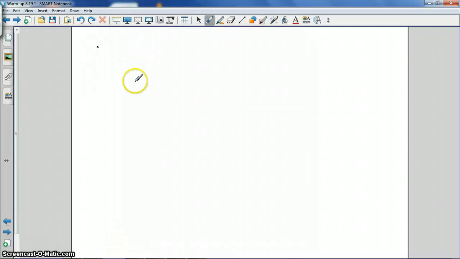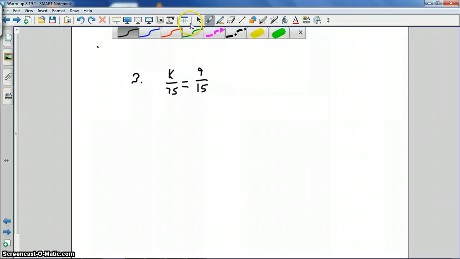I did one in class with most groups, so let me go on to number 3. So 3 says k over 75 equals 9 over 15. So once again, just look at number 3. It's k over 75 equals 9 over 15. So the easiest way to do it, if it works, and it doesn't always work, that's the reason I want you to practice both ways, but the easiest way is to just say, well, what times 15 makes 75?